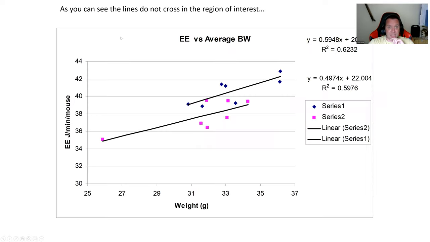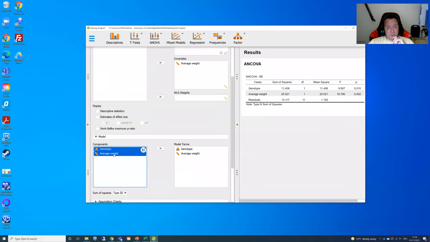What we need to now do is see, is our ANCOVA model valid? Okay, as you can see, the lines do not cross in the region of interest. So this is looking like it's a pretty valid model. And in fact, they're almost parallel. And what we can do, therefore, is we can test this by going back to JASP and changing the model. So we can drop down the model, we can select genotype and average weight and have those as terms in our model, and we get the same p-values.